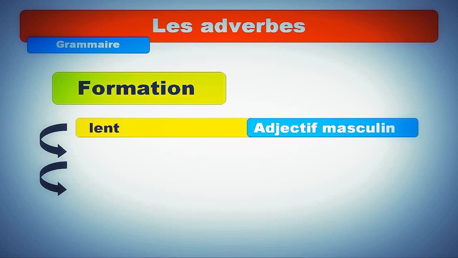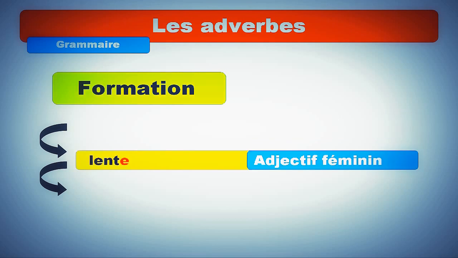La formation. If you want to build an adverb, you've got to first use the adjective, and take the masculine form. So I took this adjective, lent, which is slow. The masculine form is lent, L-E-N-T. Right after that, we'll see the feminine form of this adjective. Usually you've got to add E at the end, so we get lente.